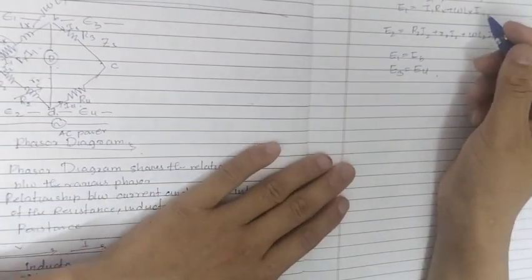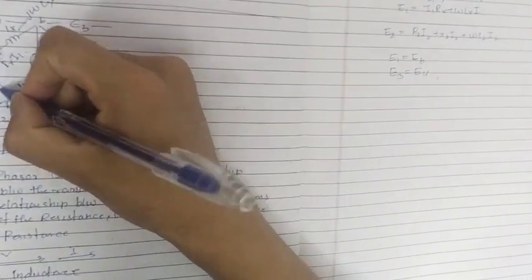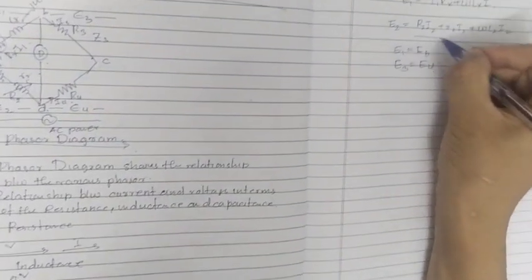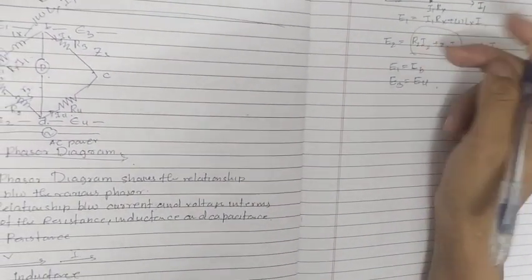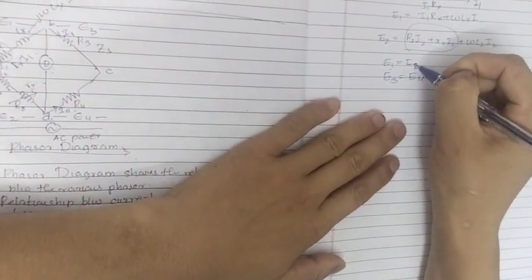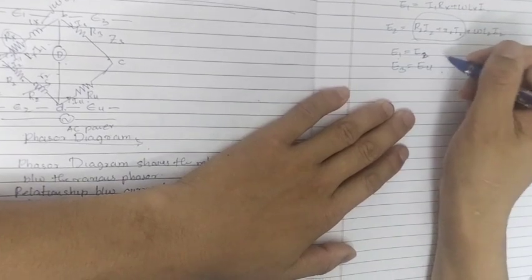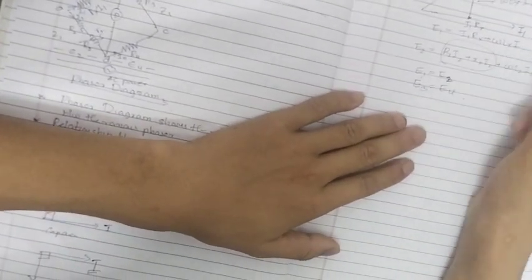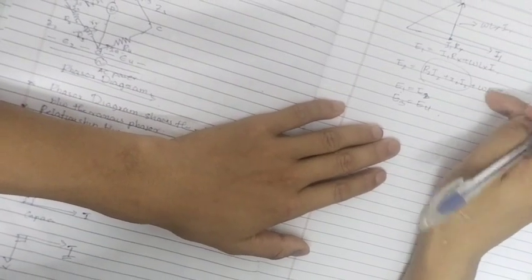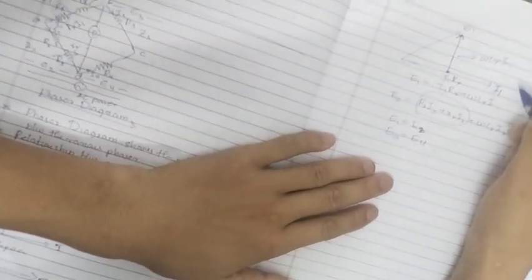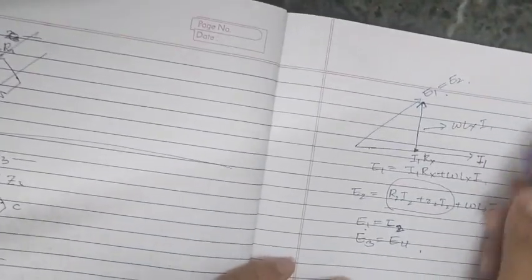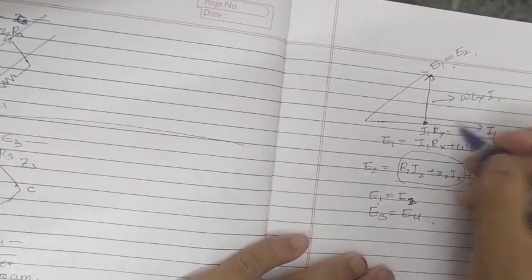E4. Now we can see in this case that I2 is flowing across R2, so this is a resistive part. Since E1 and E2 are equal to each other, the resistance part of E1 must be equal to the resistance part of E2, and the inductance part of E2 must be equal to the inductance part of E1. That means this will be E2.